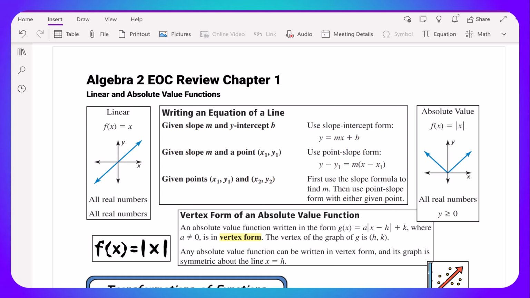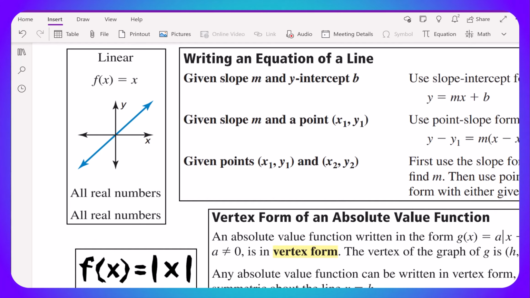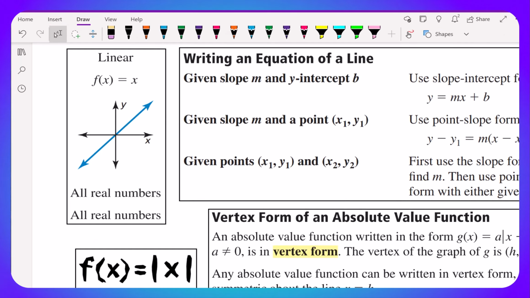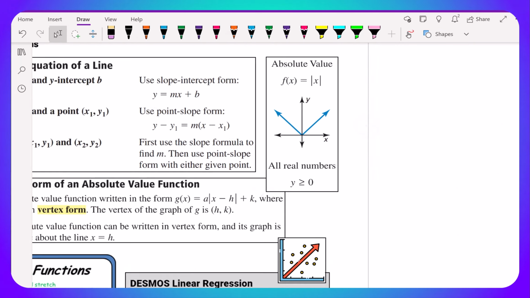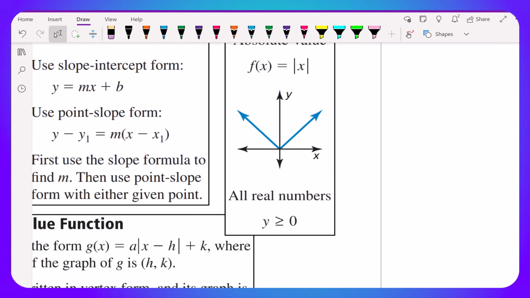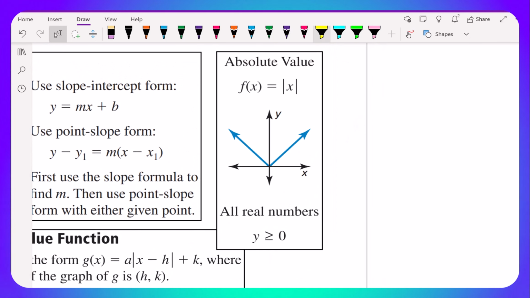Okay, you are introduced to two different types of parent graphs in Chapter 1. We have a linear function parent graph, and we have an absolute value parent graph. Absolute value is pretty easy to remember. You have to associate the V in value with the actual shape of the parent graph. Take note that the parent graph starts at the origin at (0, 0), and it has a domain of all real numbers and a range of y greater than or equal to 0.